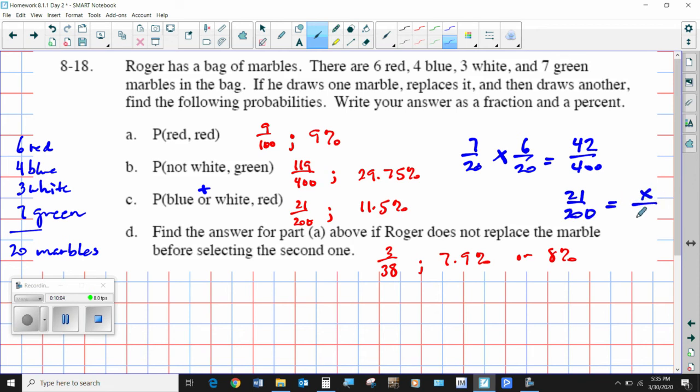Make that a percent. 21 out of 200 is equivalent to half of 21 over 100. Half of 21 is 10.5, so that would be 10.5%.